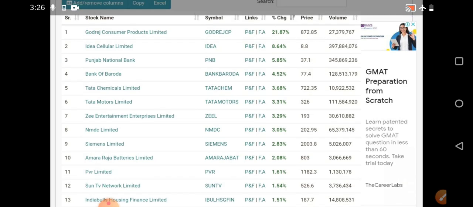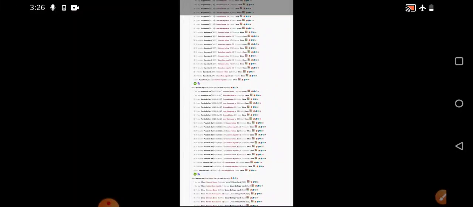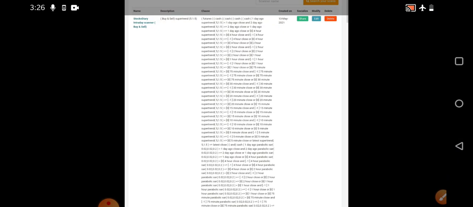Coming to the screener name, I didn't tell you, right? The screener name, you can see, is Stocks Diary Intraday Scanner. Once you go to the scanner, type it in the search bar. Once you type Stocks Diary Intraday Scanner, you'll get this particular setup and you can run it. Okay, if you have any doubts as well, you can ask me on Instagram. Many people are asking and I'm clarifying that.